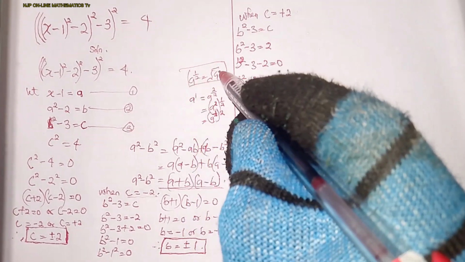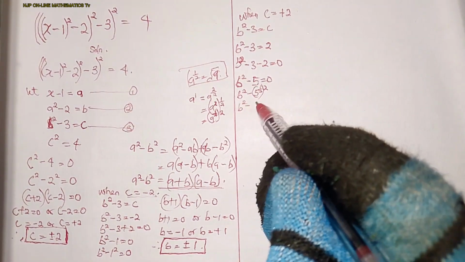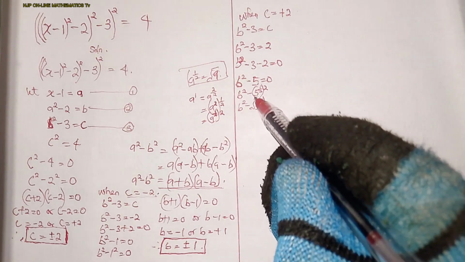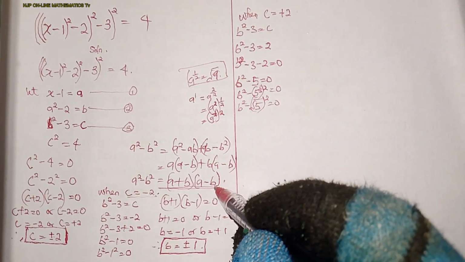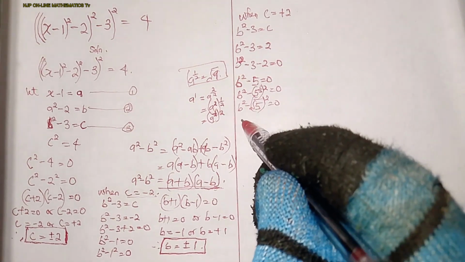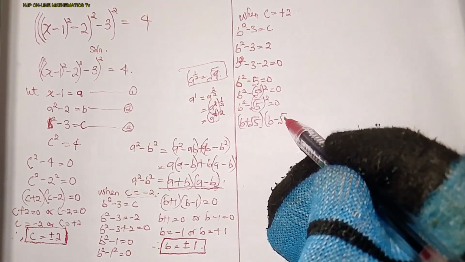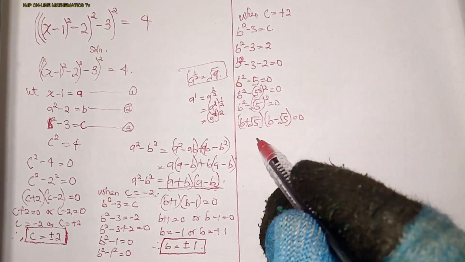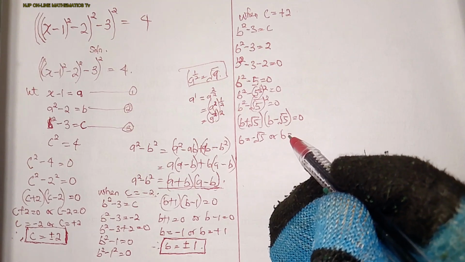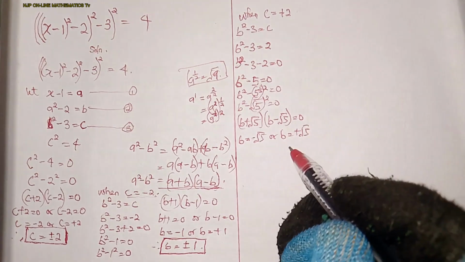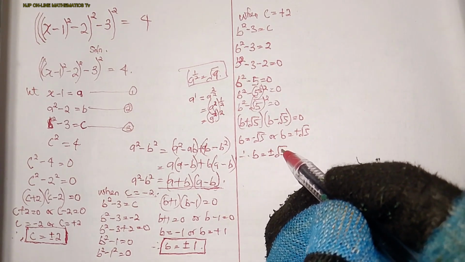So let's apply this here. So we are having root 5 here. B square minus root 5 all squared equals 0. So if we now apply this difference of 2 square relationship here, we are having b plus root 5 multiplying b minus root 5 equals 0. And it's either b equals a negative root 5 or b equals positive root 5. Therefore, the values of b equals positive or negative root 5.